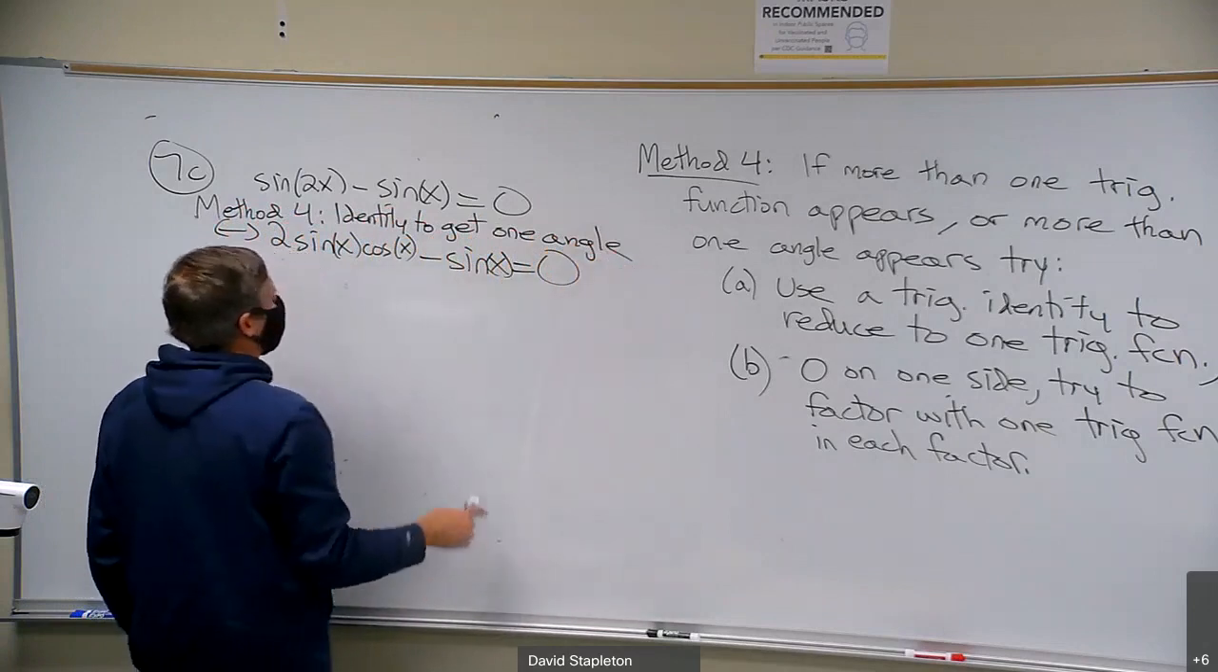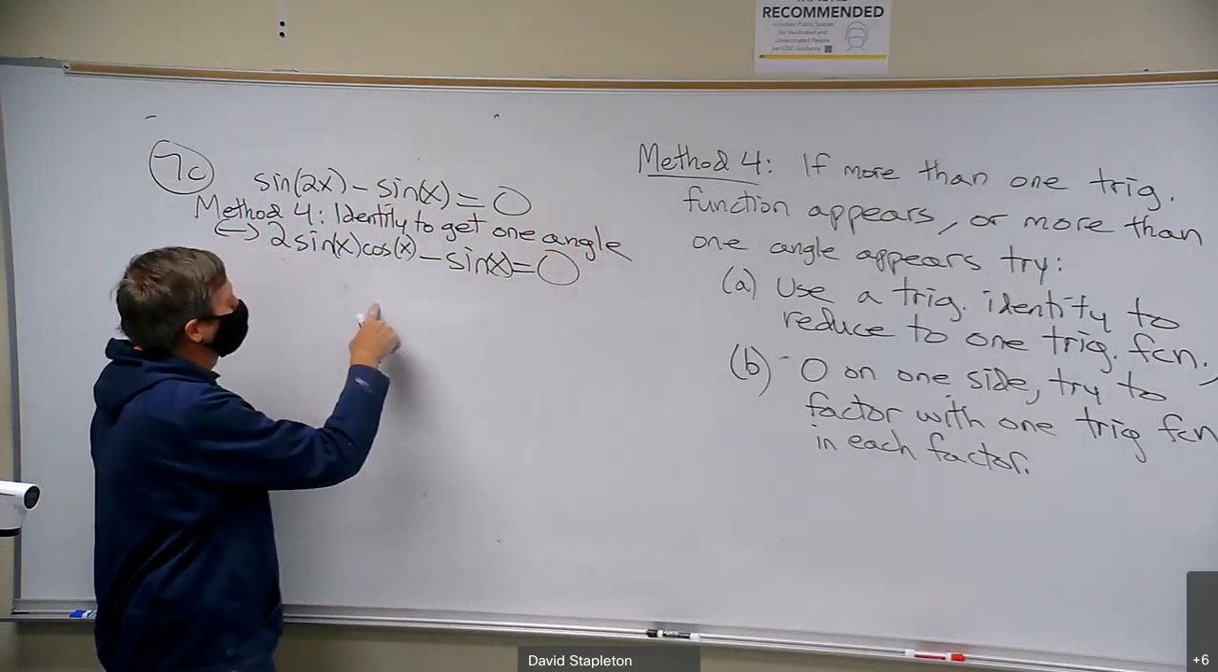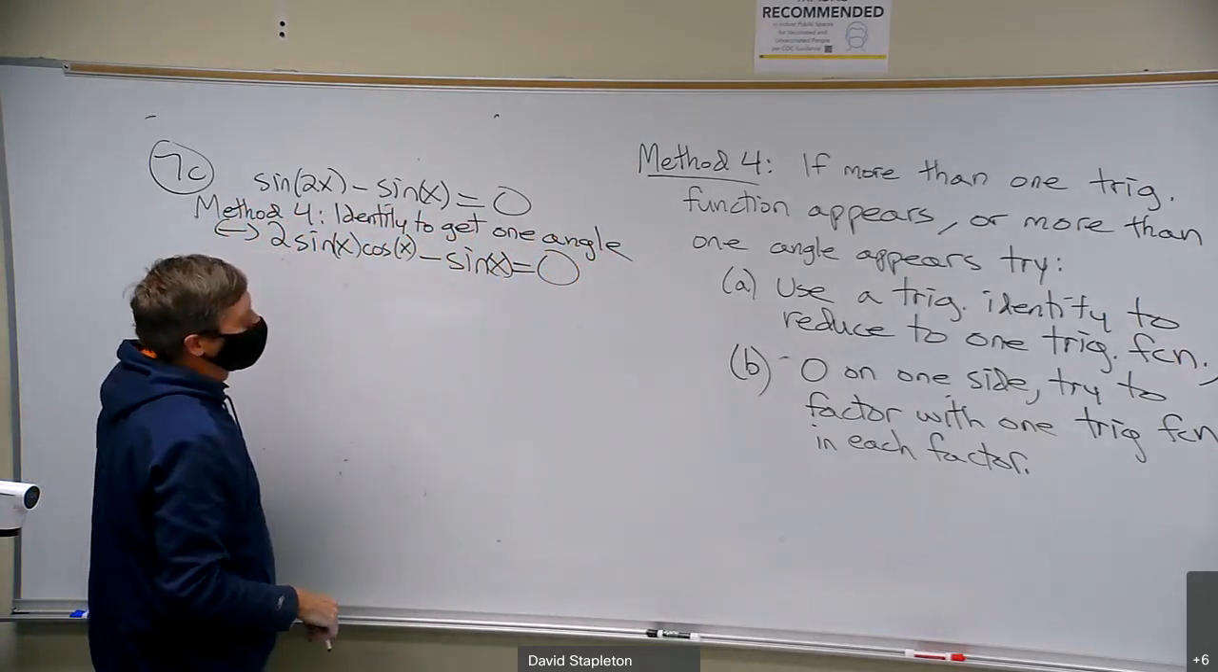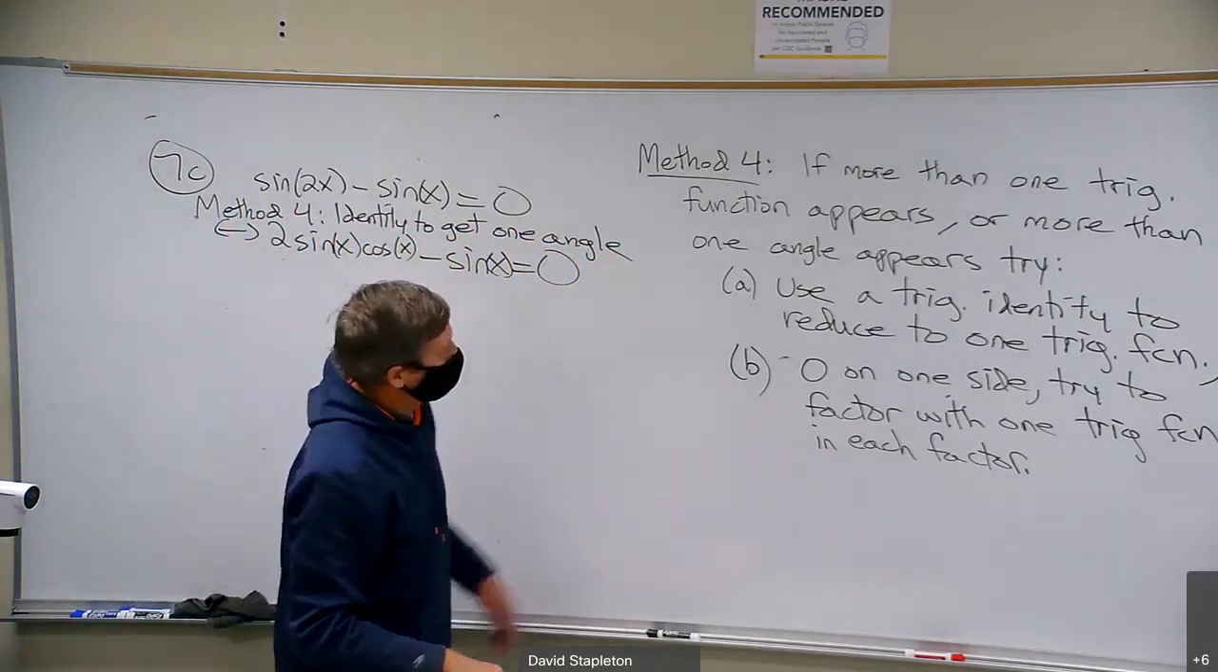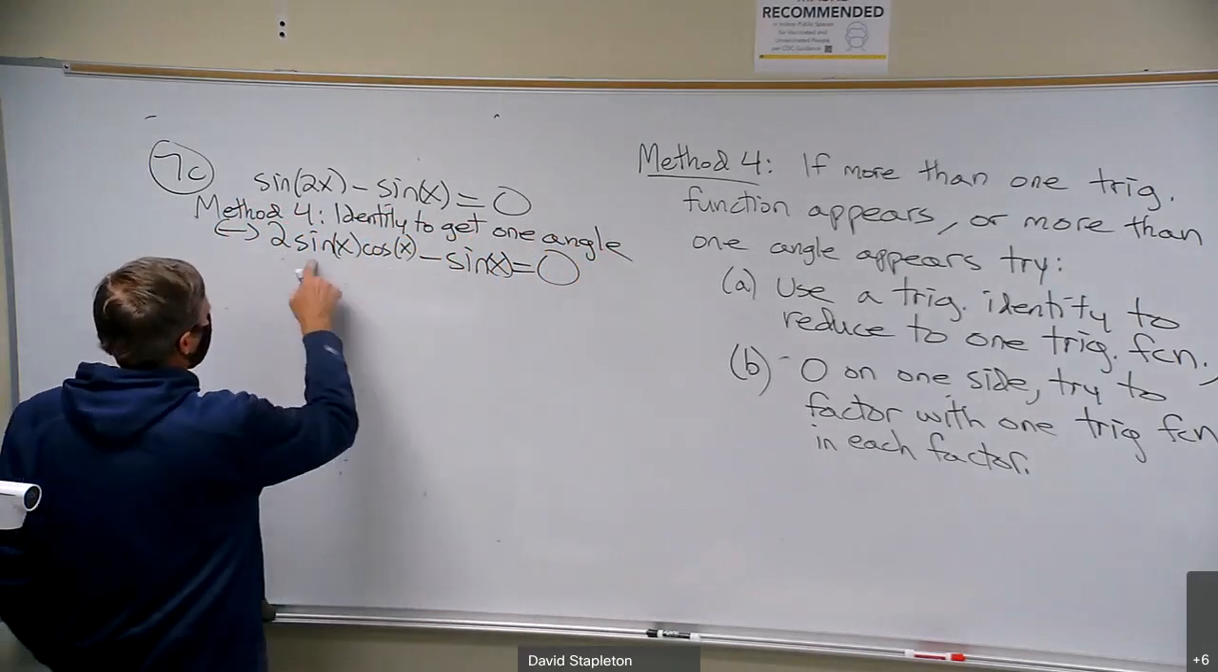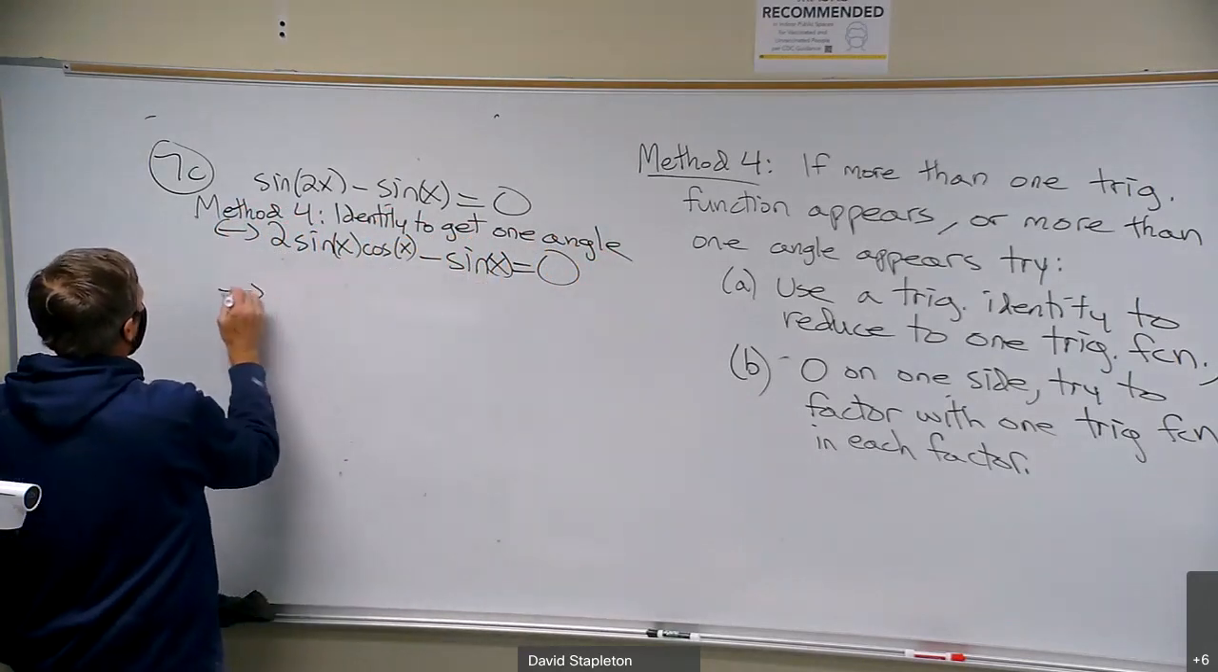Oh, last, but now I've got 2 trig functions, sine and cosine. How do I get rid of that cosine? Now we'll use the part B here. I see a common factor of sine x in both terms here, right?